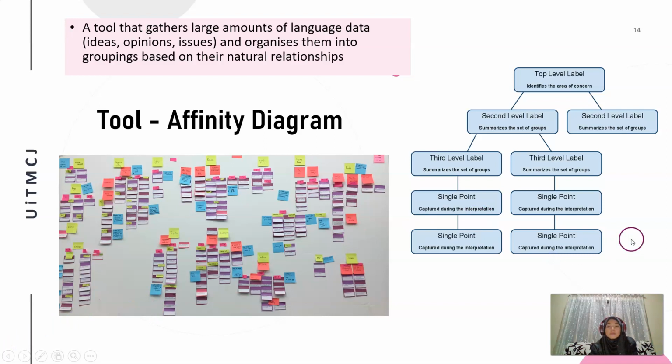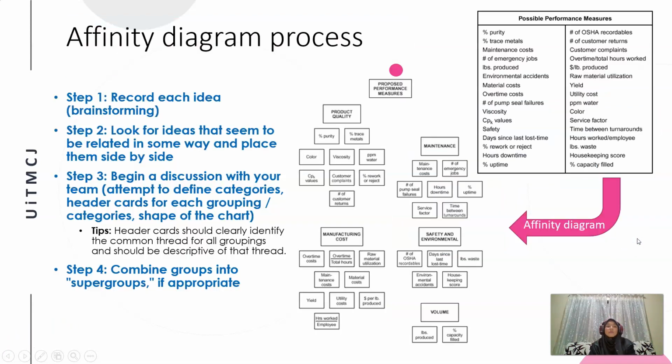Next we look at how you can design your own affinity diagram. What is the process involved? Very simple, class. We have 4 steps for you to draw your own affinity diagram. Step number 1, you record each idea, normally from a brainstorming session with your group members about the case study that you have, the problem that you want to solve.